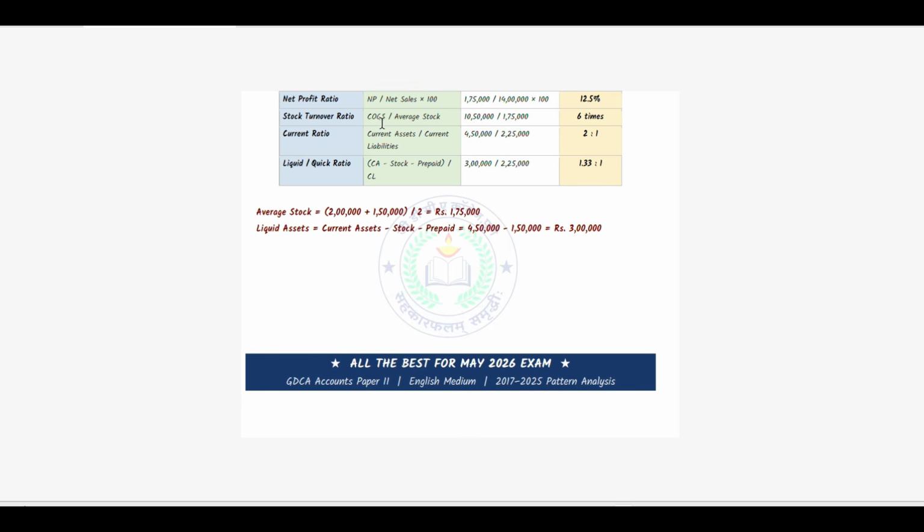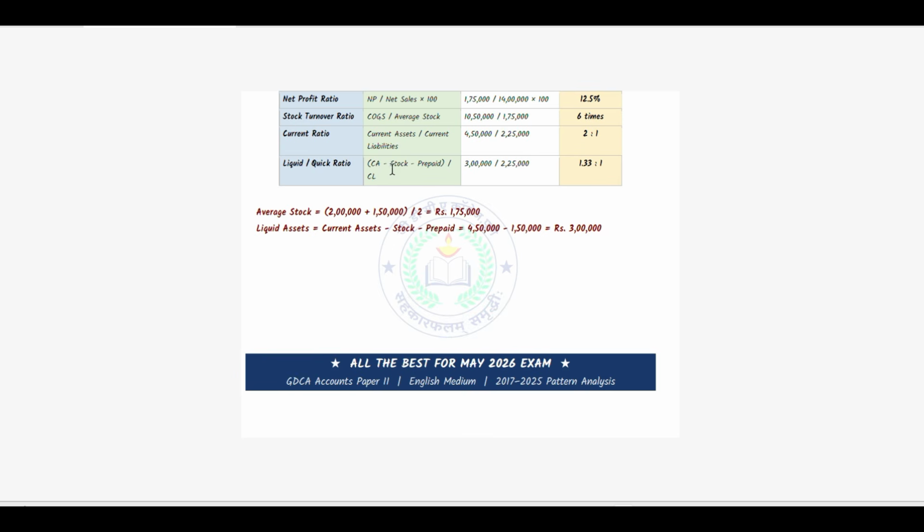Stock turnover ratio, that is cost of goods sold divided by average stock. That is 10 lakh 50,000 rupees divided by 1,75,000 rupees. That comes to 6 times. Current ratio, current assets divided by current liabilities. 4 lakh 50,000 divided by 2 lakh 25,000. That is 2:1.